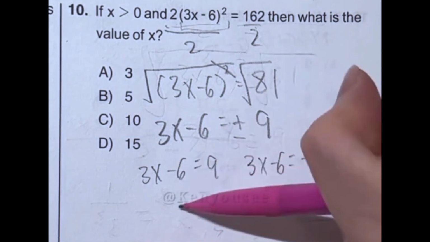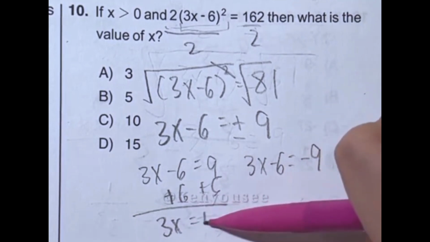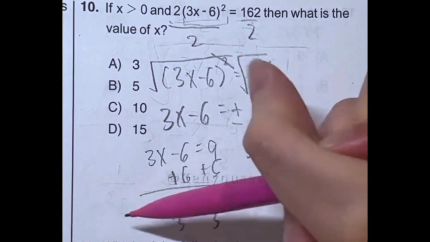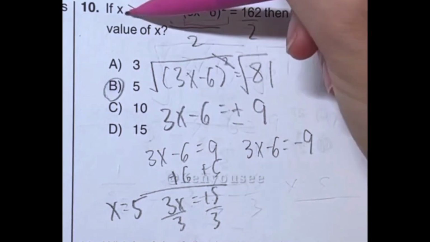So let's solve for this one over here. We add 6 on both sides. That's going to give us 3x is equal to 15. Divide 3 on both sides. x is going to be equal to 5. So that's going to be our answer because it says that x is greater than 0.